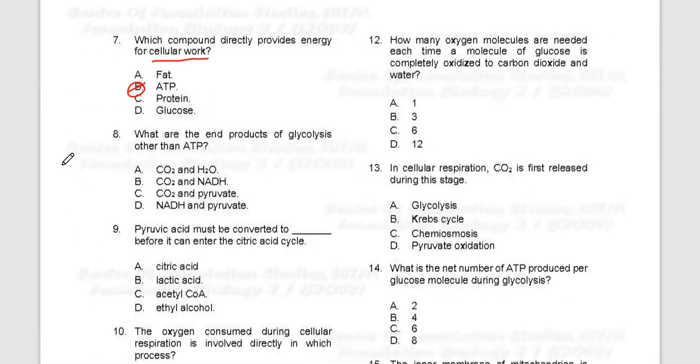What are the end products of glycolysis other than ATP? Glycolysis, as you know, produces a net of 2 ATP. It does not produce any carbon dioxide. Carbon dioxide is only produced during the Krebs cycle and also the link reaction. So therefore, the answer will be D. Glycolysis also produces NADH and pyruvate. For one molecule of glucose, it produces 2 NADH and 2 pyruvate.